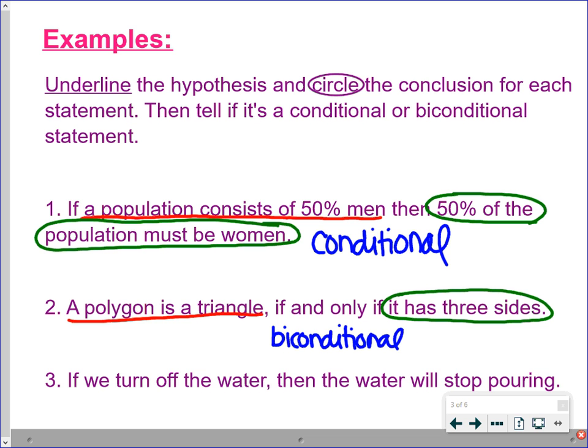And then last one here. If we turn off the water, then the water will stop pouring. After the if is going to be our hypothesis. So we turn off the water is our hypothesis. And our conclusion is going to be after the then, the water will stop pouring. And we have an if and a then here, so this is again a conditional statement.